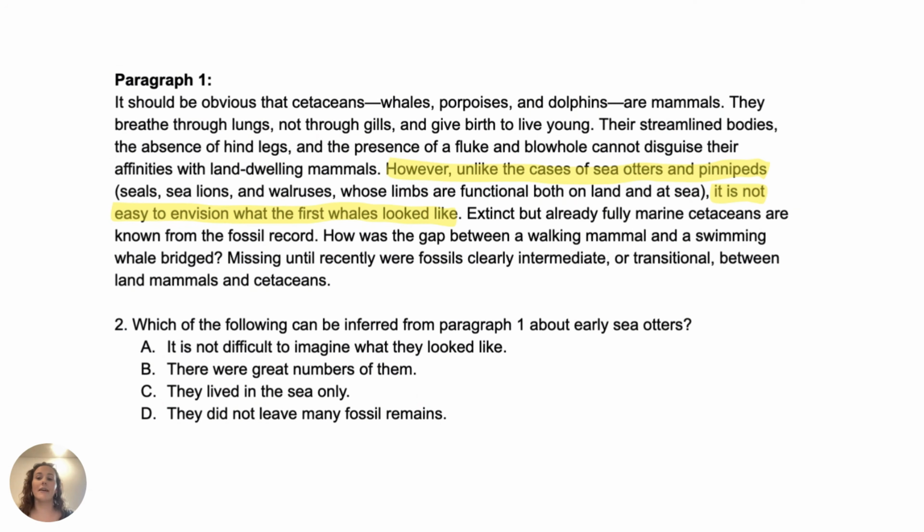My prediction is that, unlike the cases of sea otters, it is not easy to envision what the first whales looked like. So if it's unlike the cases of sea otters, then that means it is easy to imagine what the early sea otters looked like. Now we're going to use the process of elimination to find the best answer that matches that prediction.